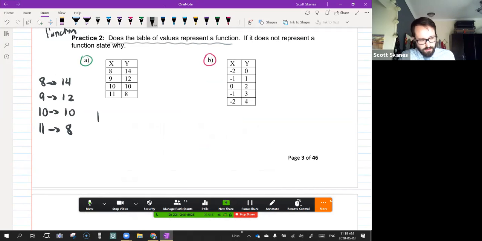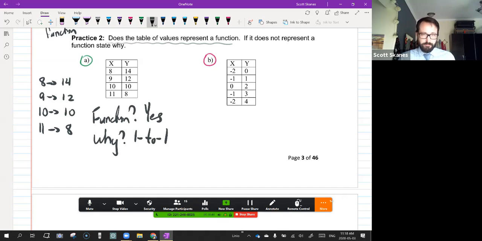I'll say it is a function. Sorry, I'm just trying to make it as clear as possible. Function, yes. Why? There's a 1-to-1 relationship. What it means is unique input. Sorry, inputs give unique outputs.